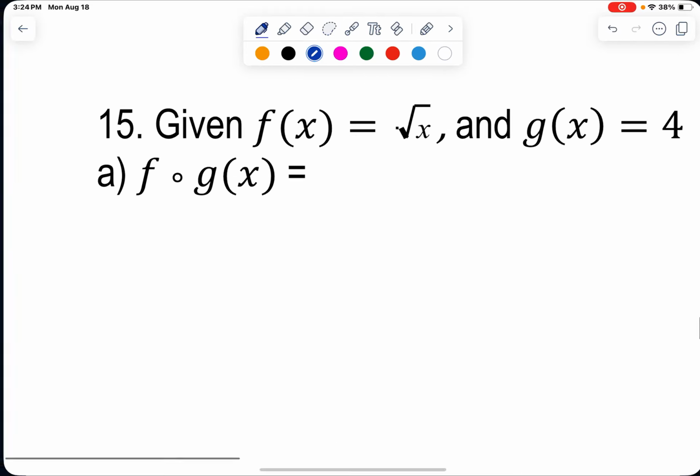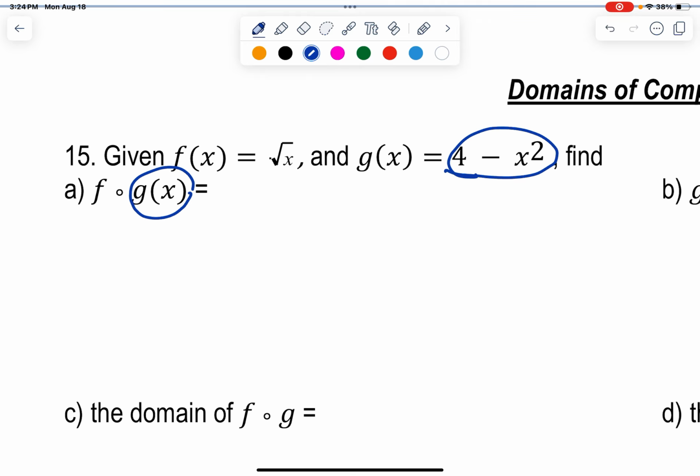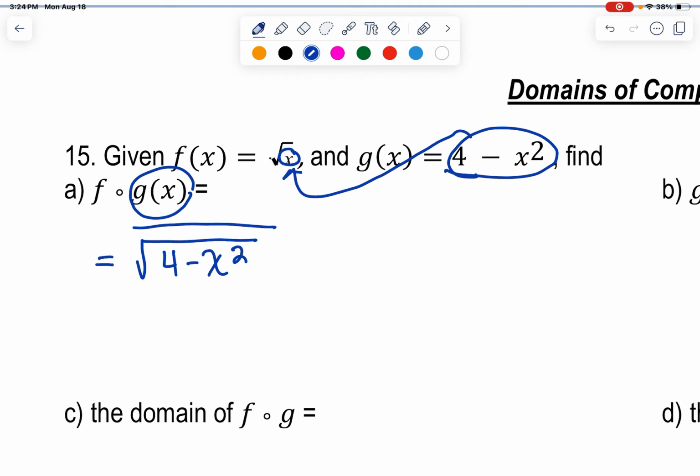All right, so f of g of x means take g and plug it into f. So here's g. We're going to plug that into f right there. So we have the square root of, instead of writing this x right here, we're writing 4 minus x squared. And we can't simplify that, so all done. There's your answer to that one.